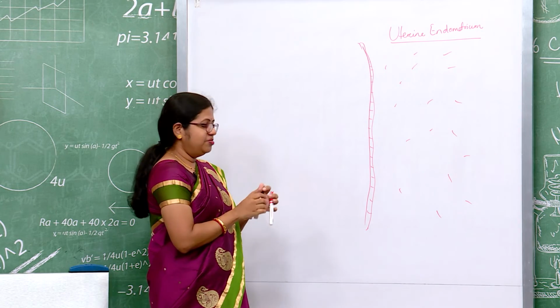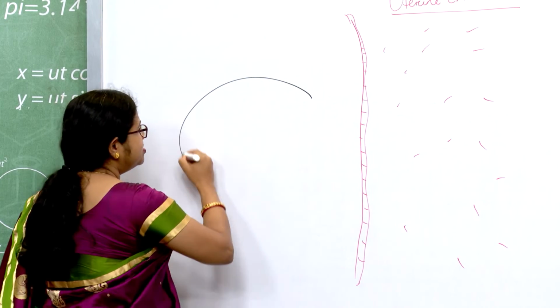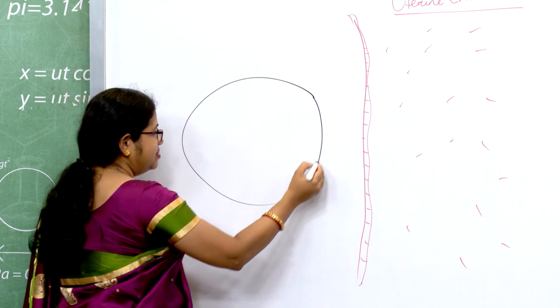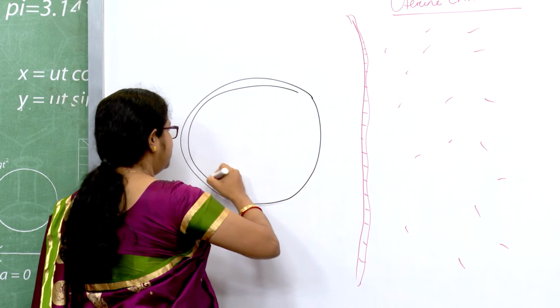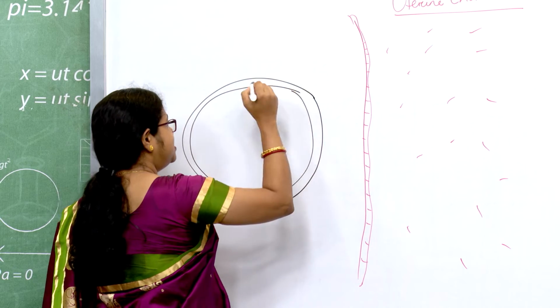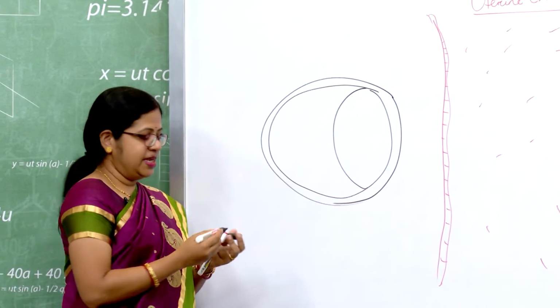Now, our blastocyst has two different kinds of cells. We have an outer trophoblast and an inner embryoblast.